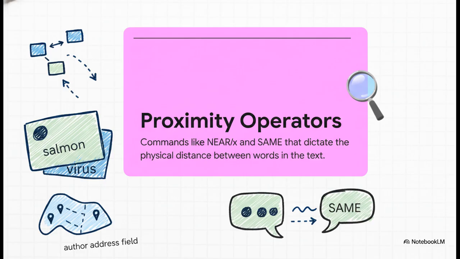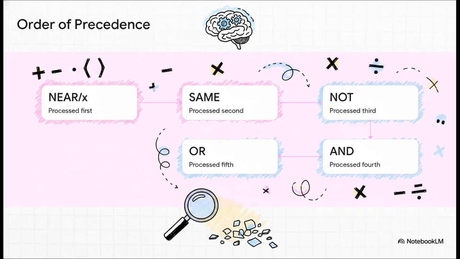Using NEAR/x tells the database that your terms must be within a certain number of words of each other in any order. For instance, salmon NEAR/10 virus finds those words within 10 words of each other. Interestingly, if you just type NEAR and leave off the number, Web of Science defaults to a maximum gap of 15 words. The other operator, SAME, is highly specialized. It restricts your search to terms that appear within the exact same sentence or, most commonly, within the exact same author address field.